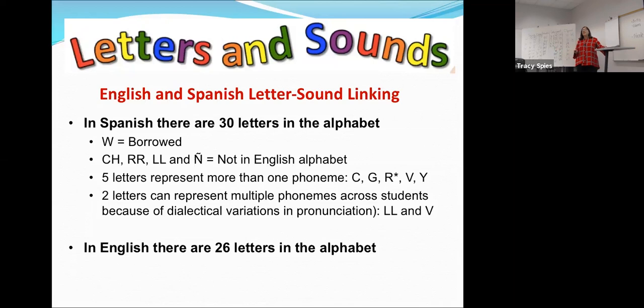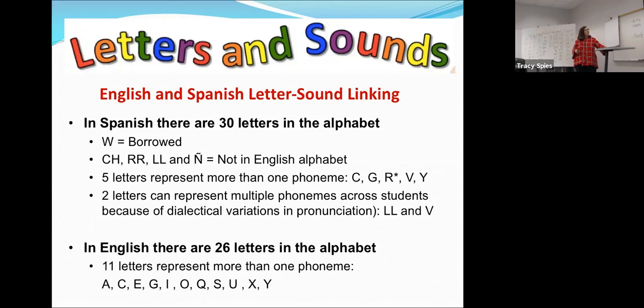The letter V, there's dialectical variations of that letter V. We really would wish that they could also learn that, what we call labiodental, right? And so that double L is a dialectical variation. The Y is a dialectical variation.